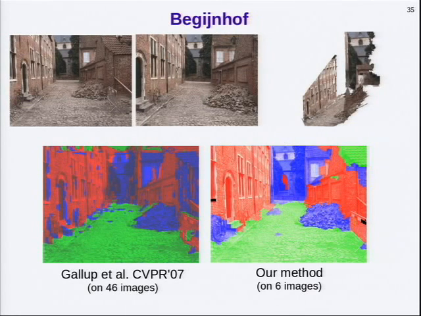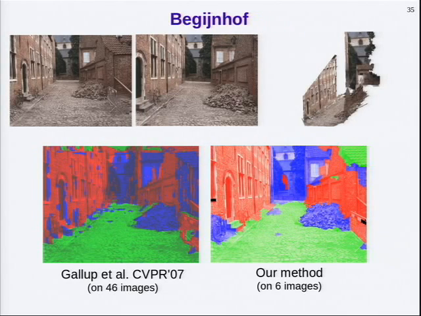This is a sequence from Mark Pollefeys' group. It contains 46 images, and it's usually used to show the performance of dense stereo algorithms. This is the result recently published at CVPR 07. Color here corresponds to the assigned normal.